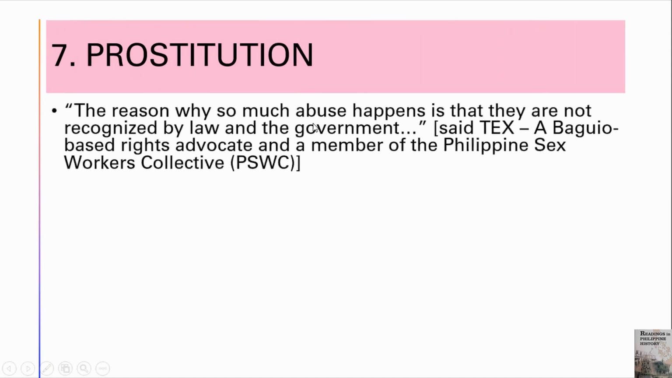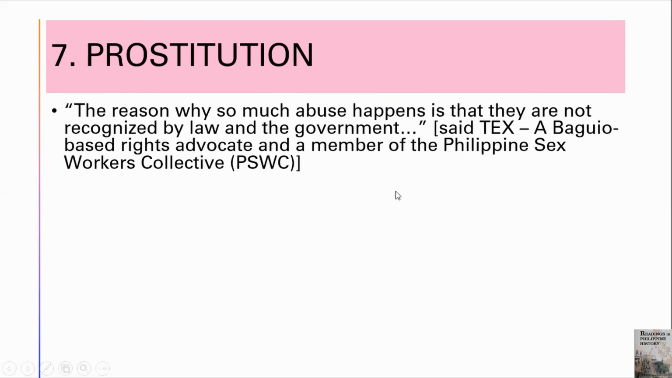On prostitution, the reason why so much abuse happens is that sex workers are not recognized by the law and the government, according to Tex, a Baguio-based rights advocate and a member of the Philippine Sex Workers Collective. The government doesn't really prioritize this problem.